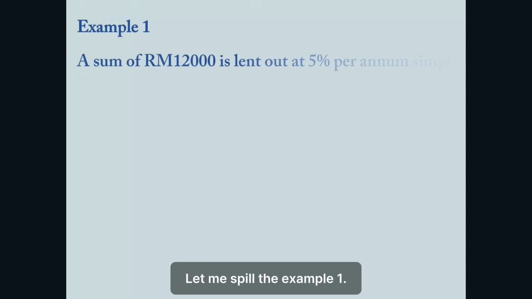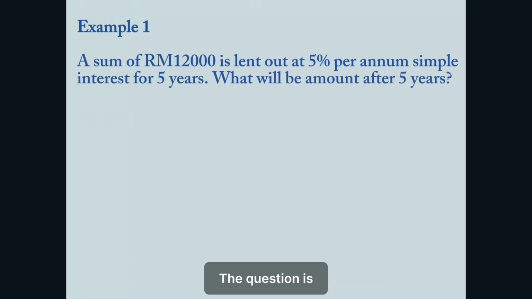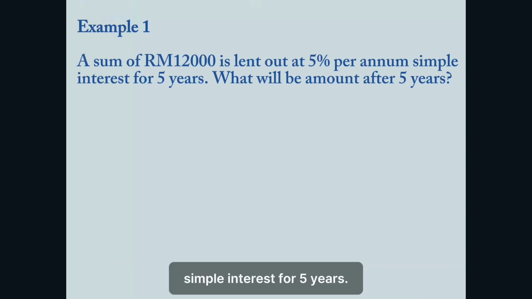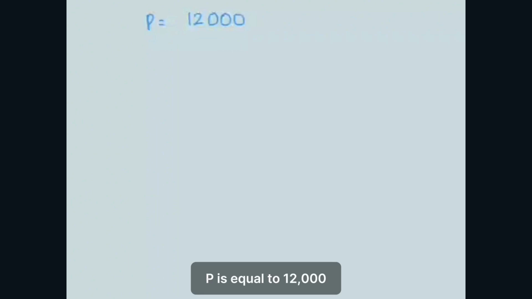Let me solve example 1. The question is, a sum of 12,000 ringgit Malaysia is lent out at 5% per annum simple interest for 5 years. What will be the amount after 5 years? First of all, let's jot down the keywords first. P is equal to 12,000. R is equal to 5%. N is equal to 5.